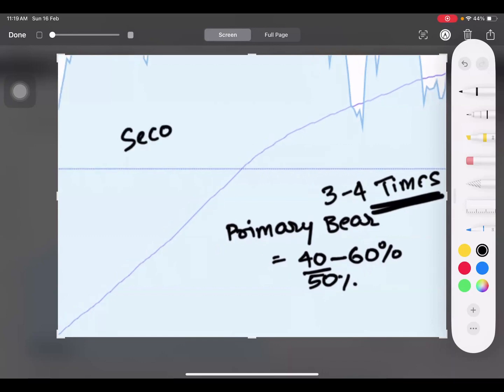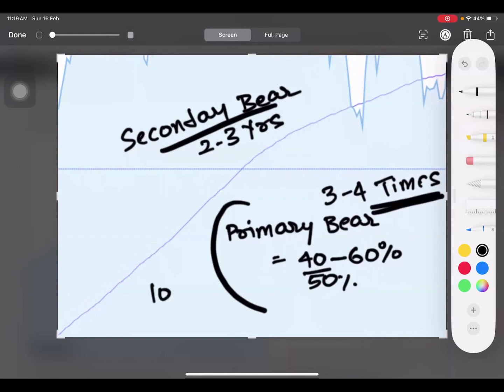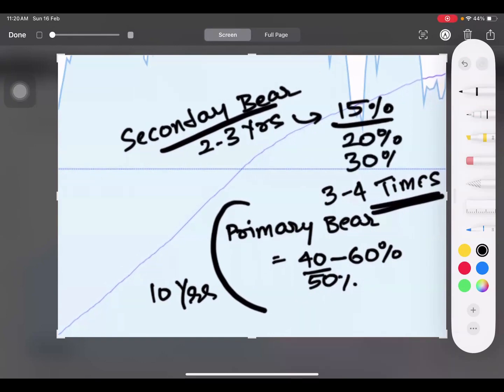A secondary bear market is comparatively more common, and it usually occurs every 2 to 3 years. Primary bear market will occur once in 10 years, but secondary bear market will occur every 2 to 3 years, and they will shave off anywhere between 15% to more commonly 20%, and worst is 30% from the peak. Again, markets that fall 30% are not very common. The more common is 20%. And then if you look at the minor movements, then in minor corrections, you will commonly see about 8 to 10% corrections happening every 3, 4, 6 months in the market.